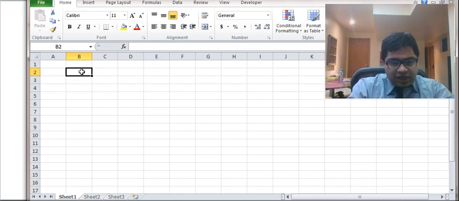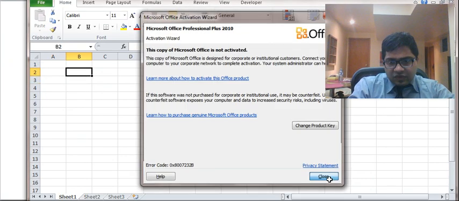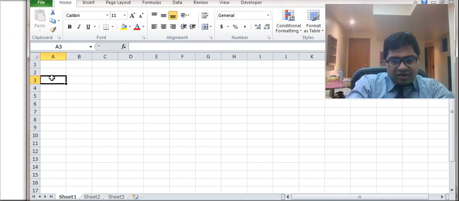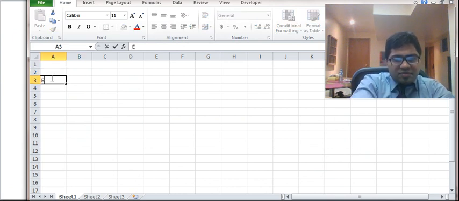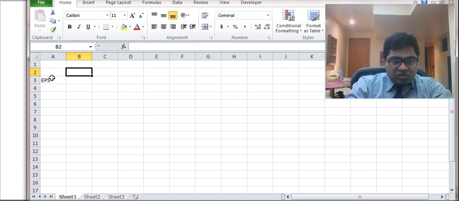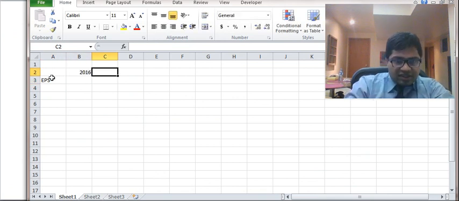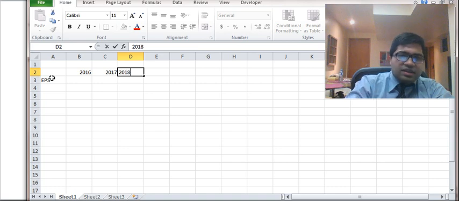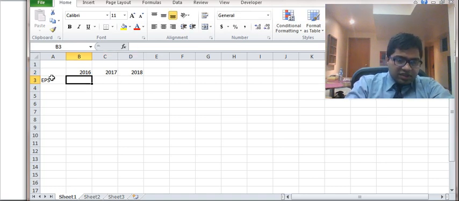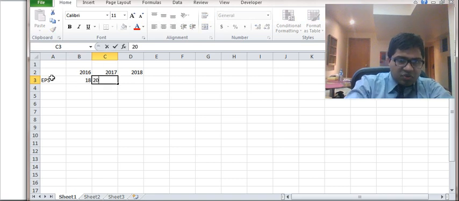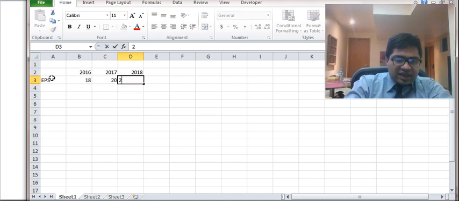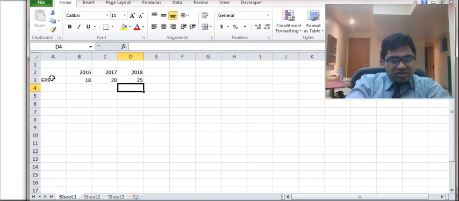So let's say you're looking at the earning per share of Apple. I'm just making up numbers, so don't sue me if the numbers are not right. So 2016, 2017 and 2018, you're looking at 3 years. The earning per share was 18 in 2016. It was 20 in 2017 and it went to 25 in 2018.